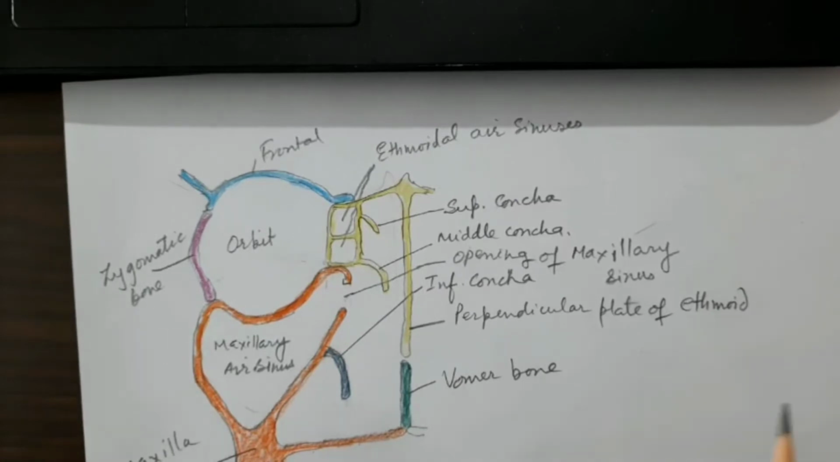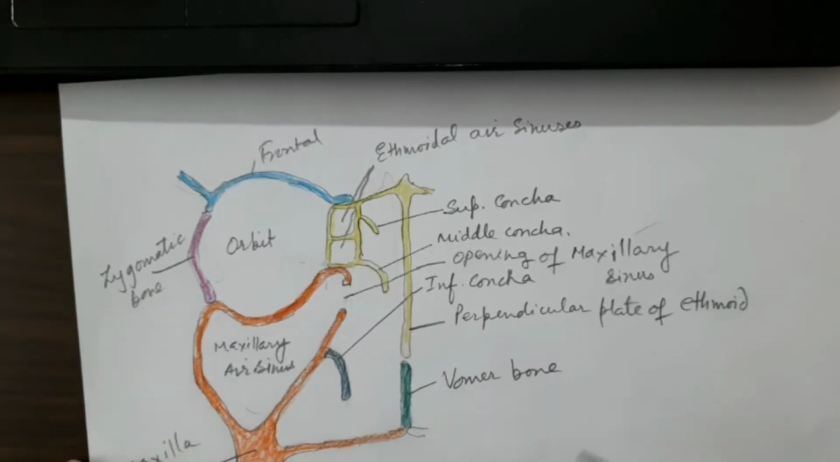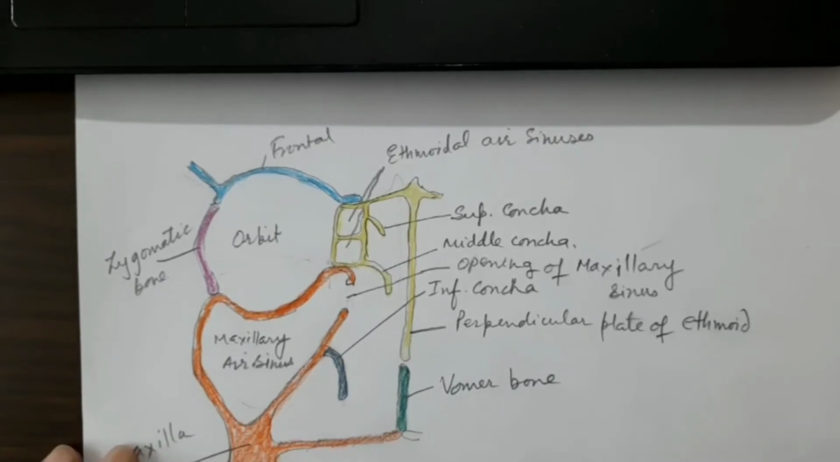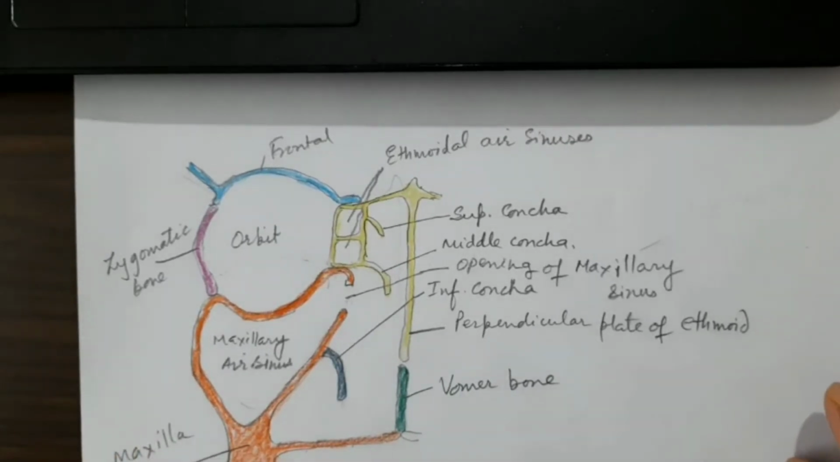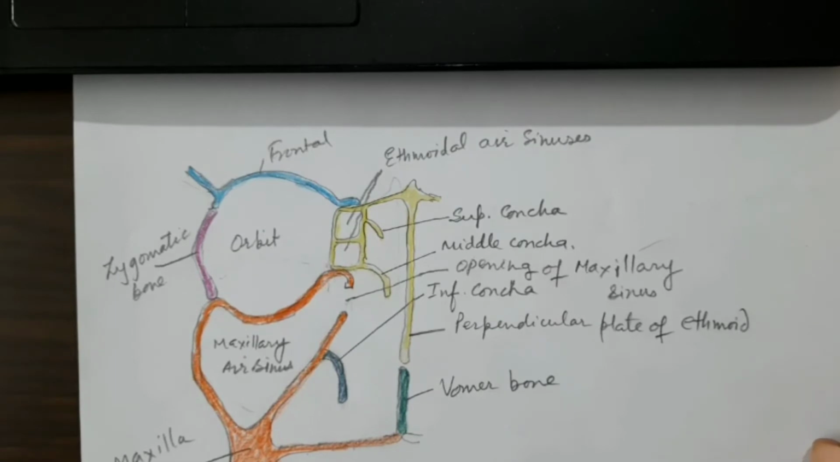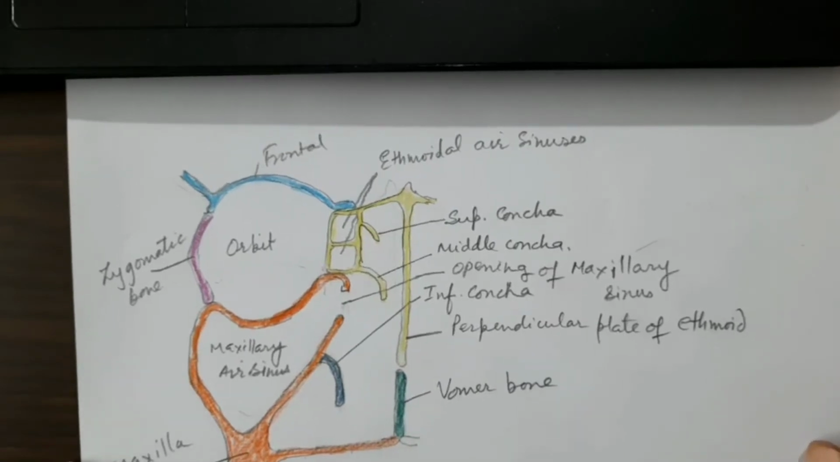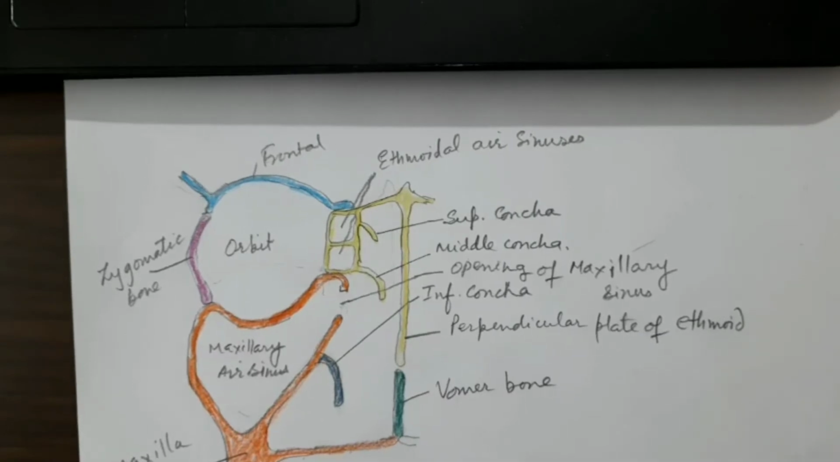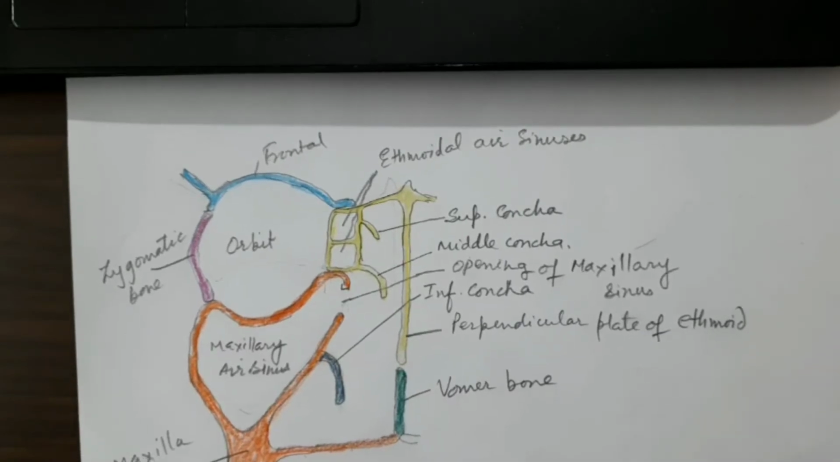Many branches of the posterior superior alveolar nerve will be passing through the posterior wall. That means you will see a lot of foramina in the posterior wall of the maxilla, the posterior surface of the maxilla, and they are for the posterior superior alveolar nerve, which comes from the maxillary nerve. Okay, they will pass through the wall. Now we have seen the anterior wall and posterior wall.